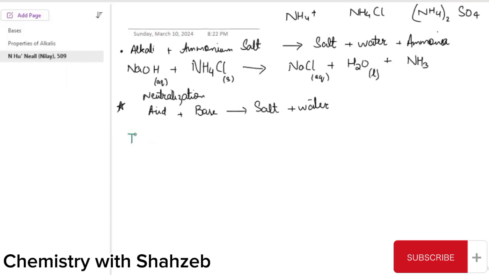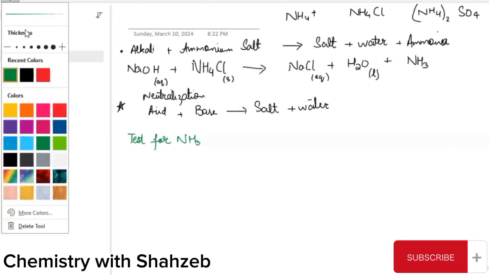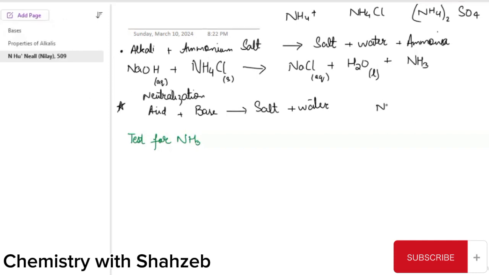Another important question that is often asked in the exam is the test for ammonia gas. There's one more important thing that I have not described up till now: the aqueous solution of ammonia is basically a weak alkali.